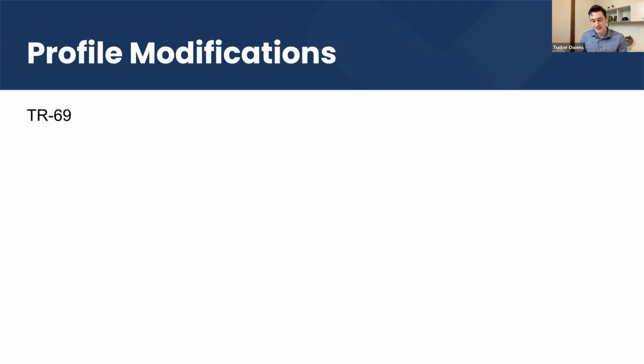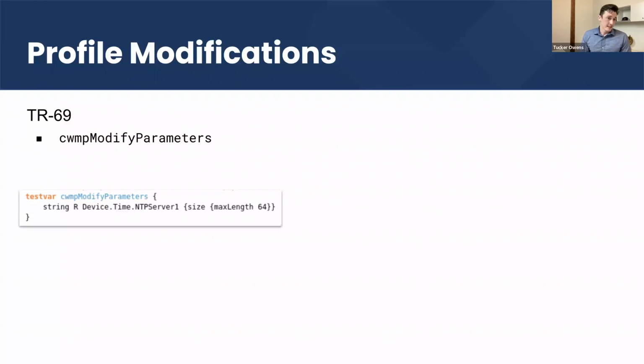So for TR-69, you can modify a profile using the CWMP modify parameters test var. Just like so, this line is we're modifying the NTP server 1 parameter. And basically we're just saying this is read-only now, and its max length is 64. Now, the specific syntax here, you can find out more on the user guide, which is going to be linked at the end of this presentation. But I think this gives a good example.